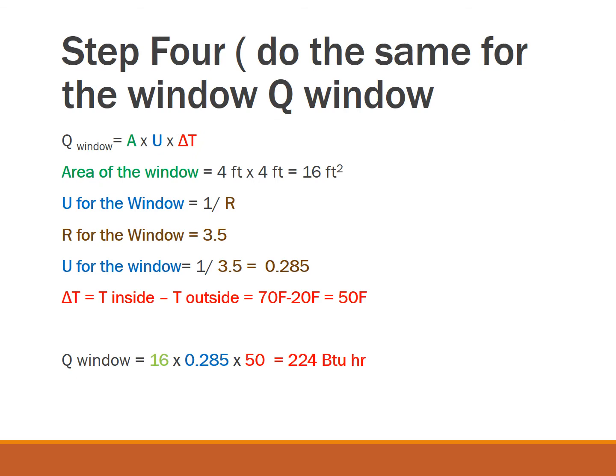Find out the heat loss for 12 hours, you multiply that by 12. We have to do the same thing for the window, which is calculate the area of the window, 16 foot. U for the window is 1 over R, the R was given. 0.285. Delta T is going to be the same, and this is the heat loss through the window.